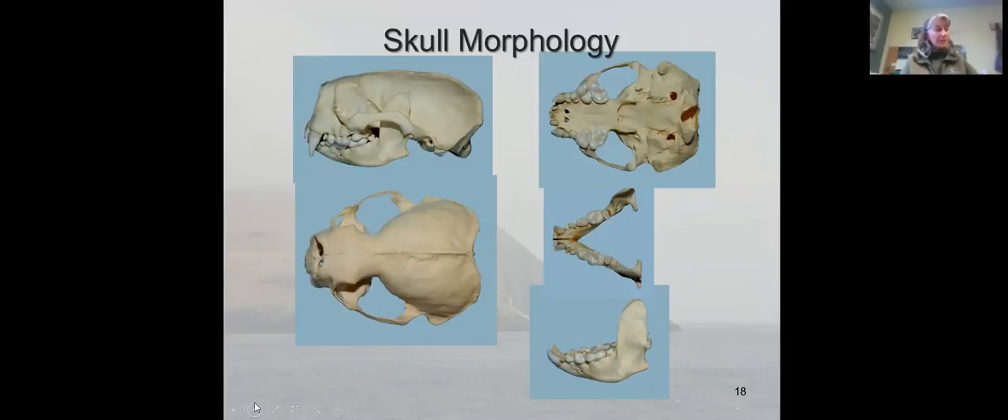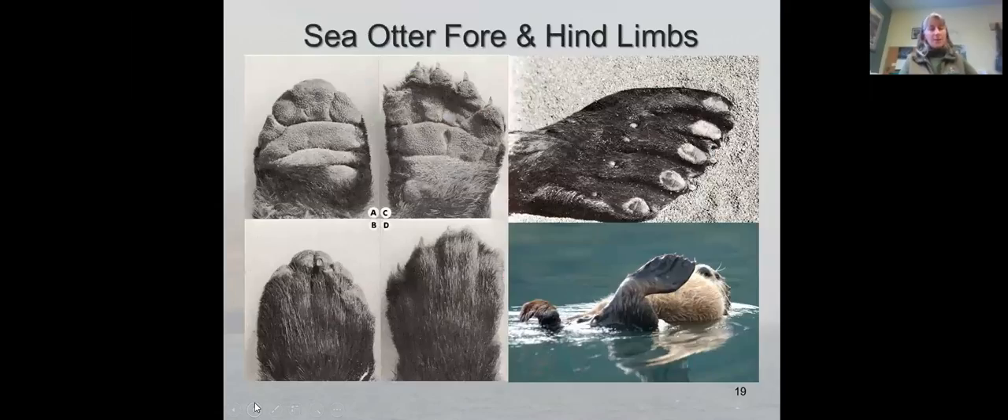Next, please. Some modifications of the feet. So these mitten-like forepaws have retractable claws like a cat. They're very dexterous, and they're used for acquiring prey when they dive and manipulating prey at the bottom, digging, moving rocks. Those claws are also used in grooming and reorganizing fur, and I'll talk about that in a bit.